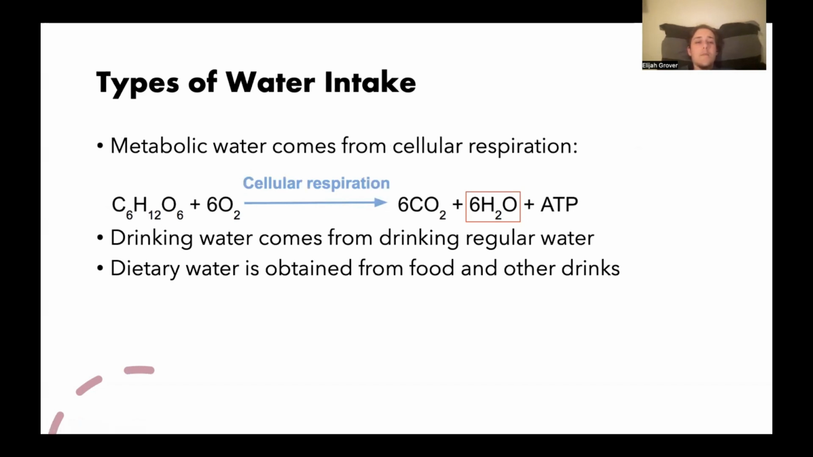Metabolic water comes from cellular respiration. And you've probably seen this equation before. But the important part for us is that if we input glucose and run it through cellular respiration, we get ATP, but we also get some CO2 and some water. And this makes up around 10% of our daily water needs, which isn't the biggest share, but it's definitely significant and worth keeping track of.